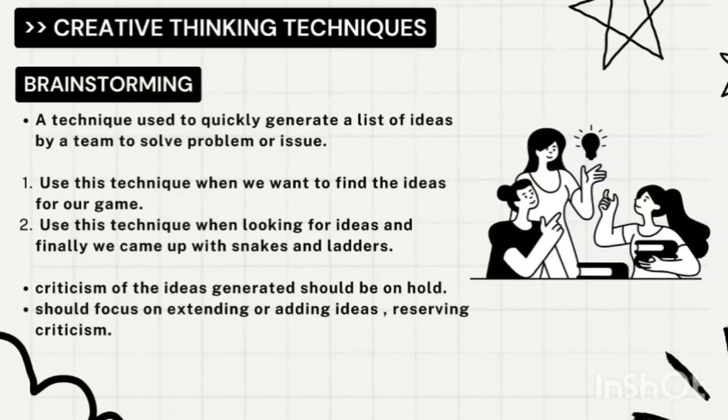In brainstorming, criticism of the ideas generated should be put on hold. Instead, participants should focus on extending or adding ideas, reserving criticism for a later critical stage of the process. By suspending judgment, participants will be able to generate unusual ideas. That's all.